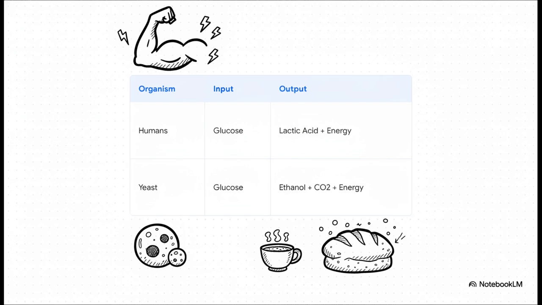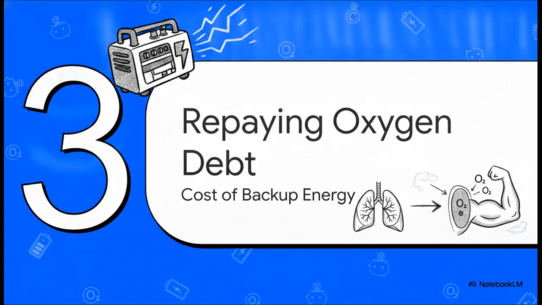Yeast also undergoes anaerobic respiration, but its output is completely different. Yeast takes glucose and outputs ethanol, carbon dioxide, and energy. And actually, this specific biological mechanism is exactly what we harness in the real world for baking bread and brewing. Pretty amazing, right?